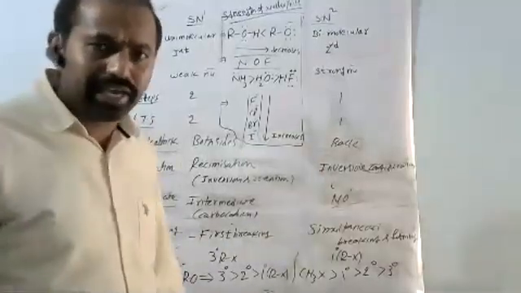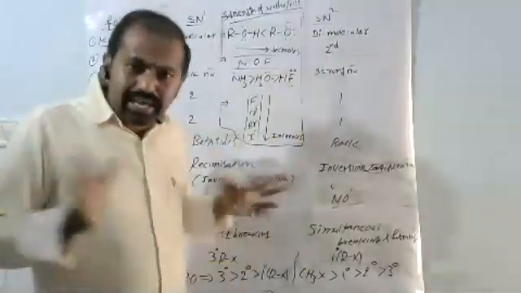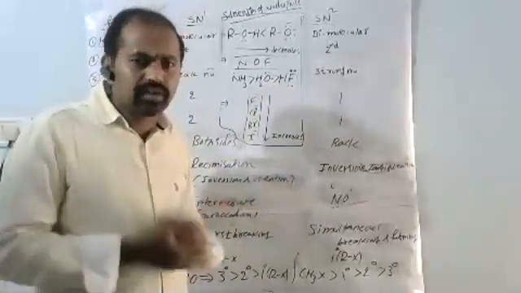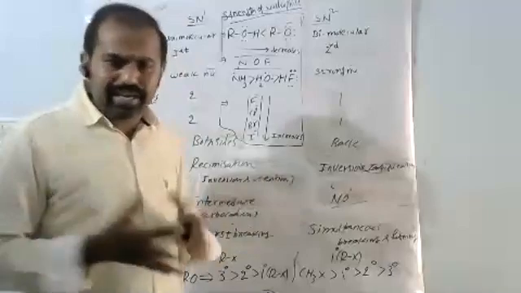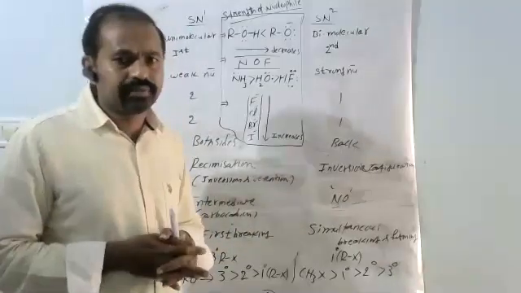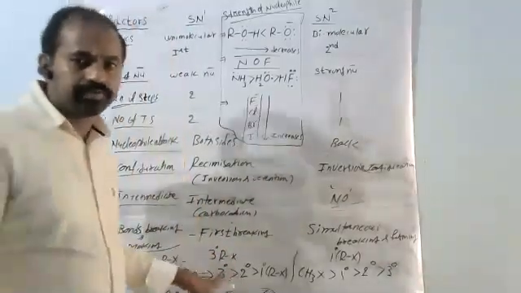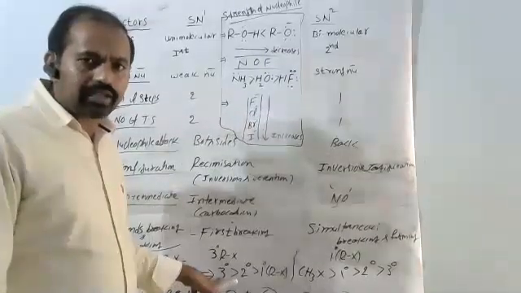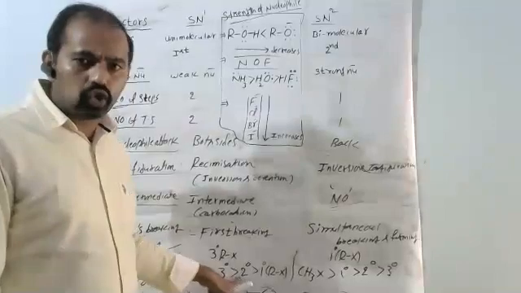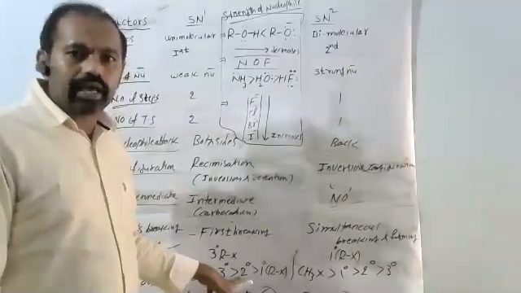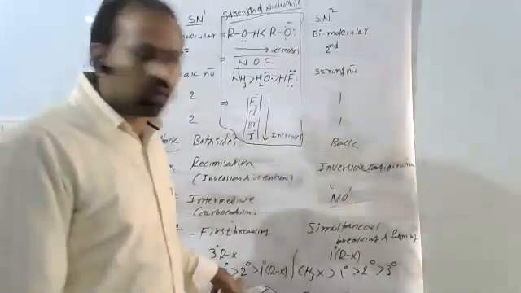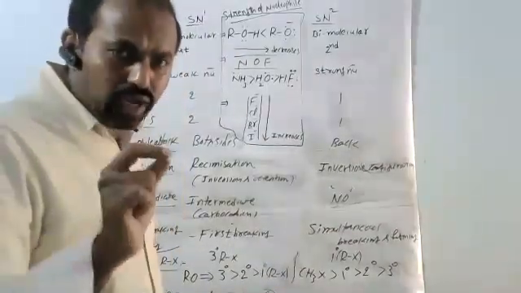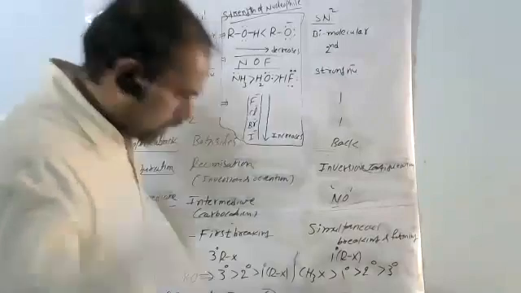Sometimes they will ask the question, what is the SN1 reactivity order? They will give different types of alkyl halide, primary, secondary, tertiary. Which is the correct order? 3 degree, 2 degree, 1 degree. 3 degree alkyl halides are more reactive than 2 degree. 2 degree alkyl halides are more reactive than 1 degree alkyl halide. That is the SN1 reactivity order.